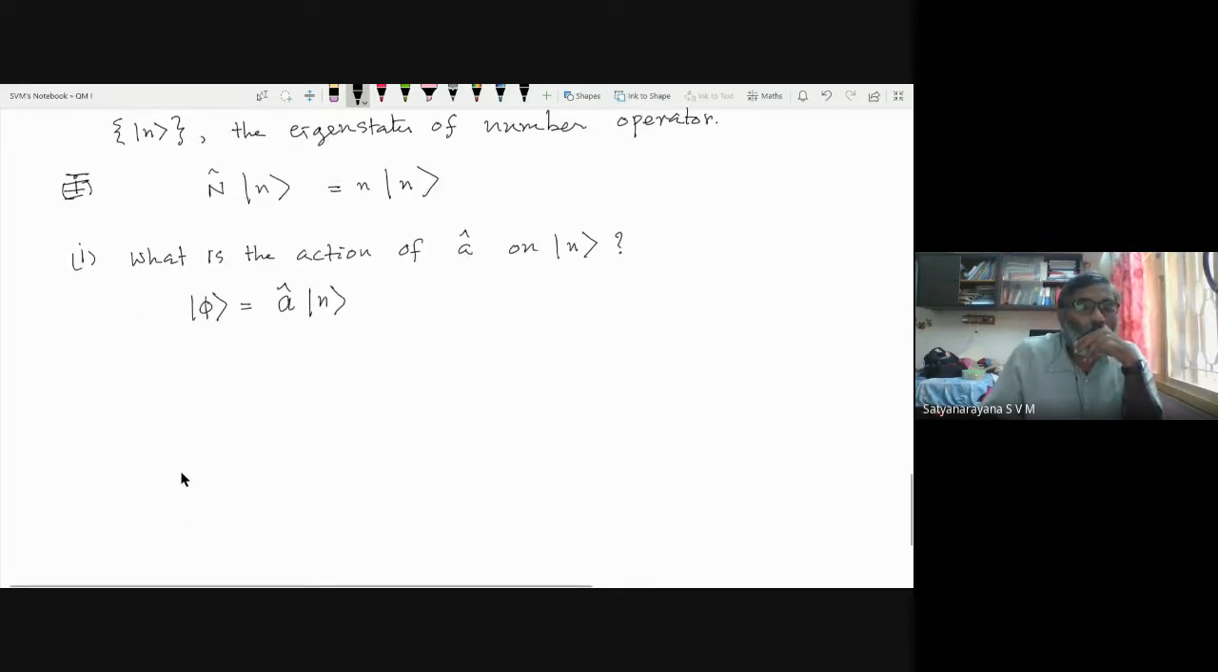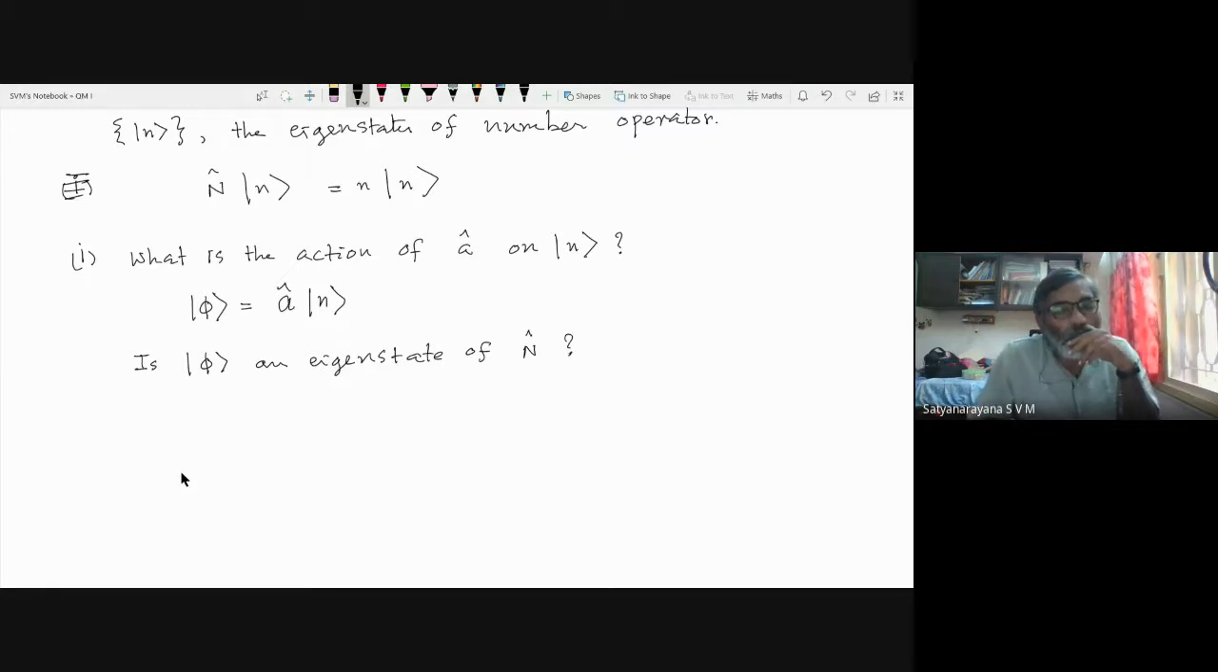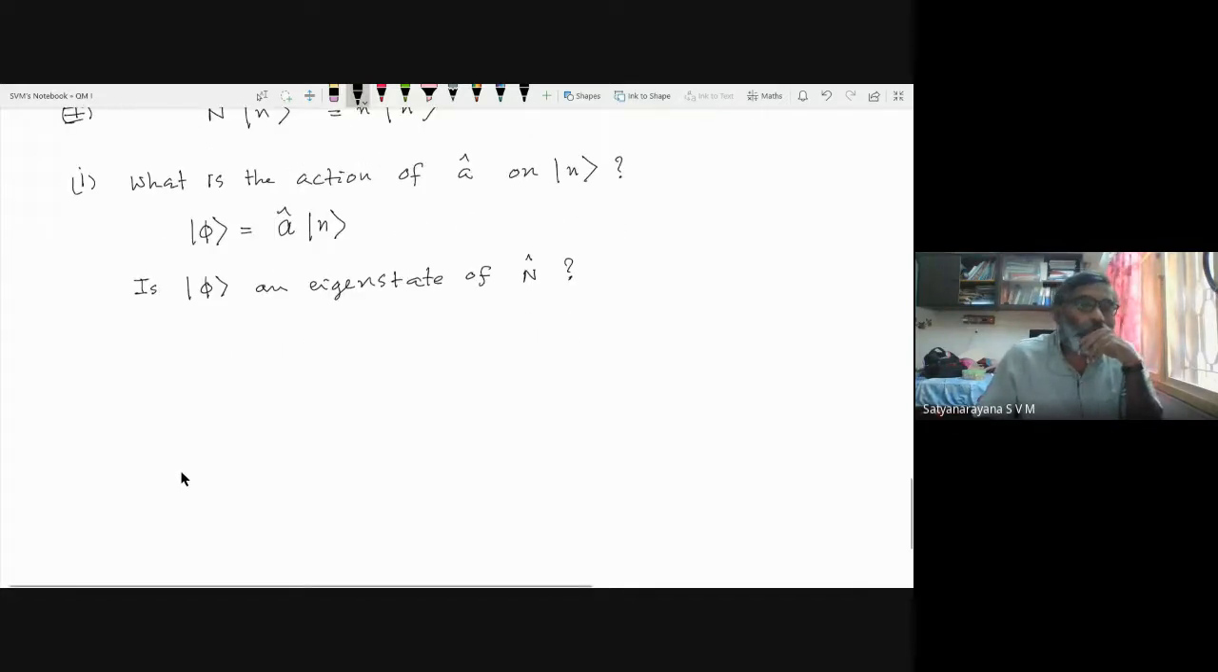Now the next question that we ask is, so this is in general a different state. Now we ask a question, is phi an eigenstate of N? So this is the important question that we will ask. Is it also a number eigenstate? Okay, there is no need to expect it, because when it changes the state, it can change it in any arbitrary way. But we are asking this question, is phi an eigenstate of N? So to find that, what we will do, we will take N and then operate it on phi.